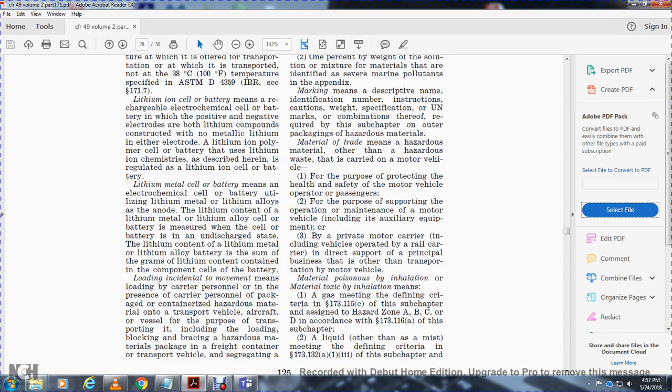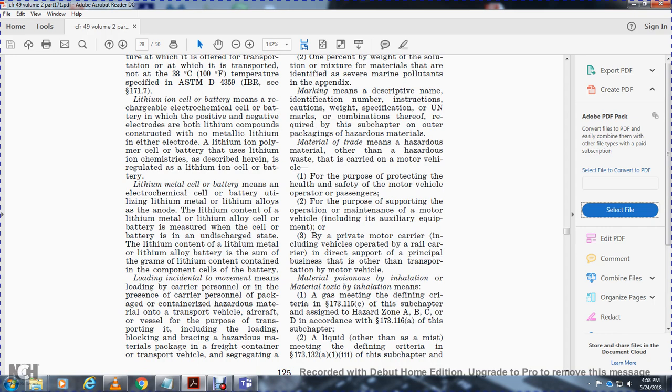Lithium metal cell or battery means an electrochemical cell or battery containing lithium metal or a lithium alloy. Lithium content is measured in the cell in an undischarged state, and for batteries it is the sum of the grams of lithium content contained in the cells of the battery.